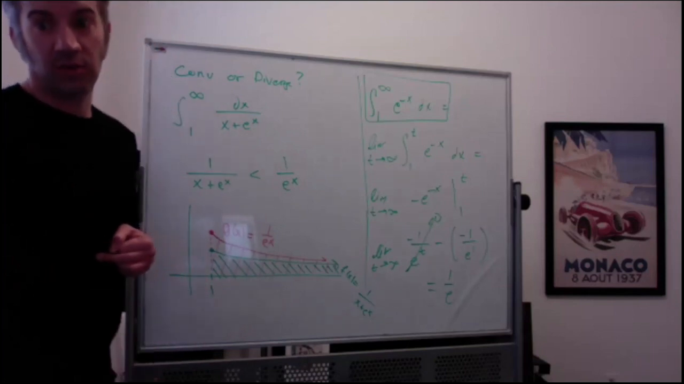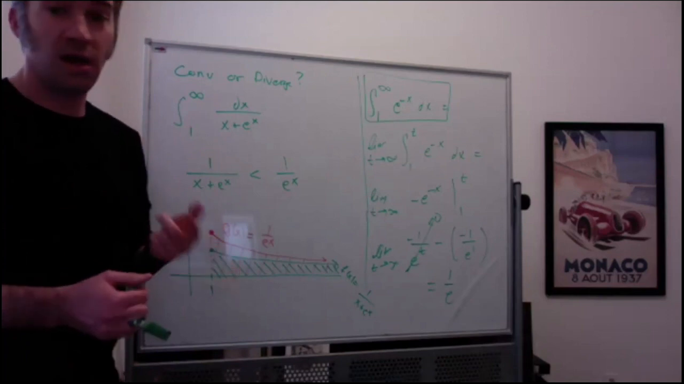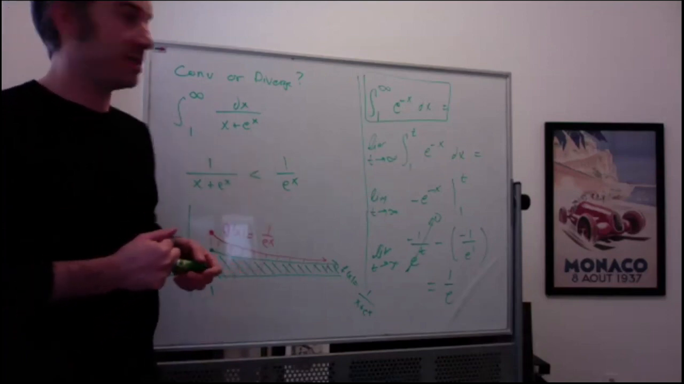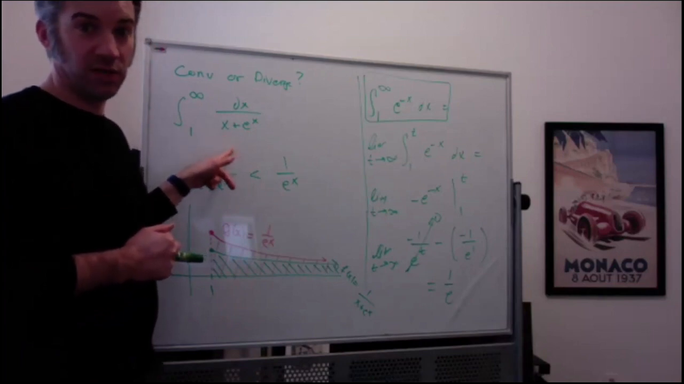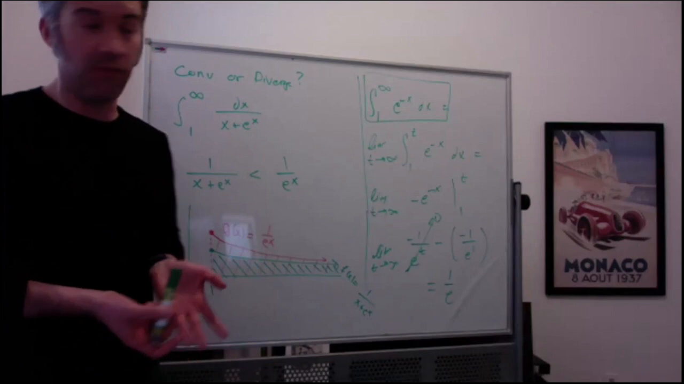So to answer the original suggestion about comparing to 1 over x, we can't compare to 1 over x here. Well, we can, and we'll see it won't work, because if you think the thing is convergent, comparing to something divergent won't actually show you anything helpful. So here's what I mean.